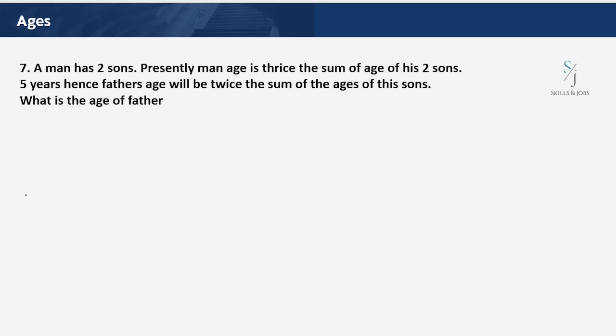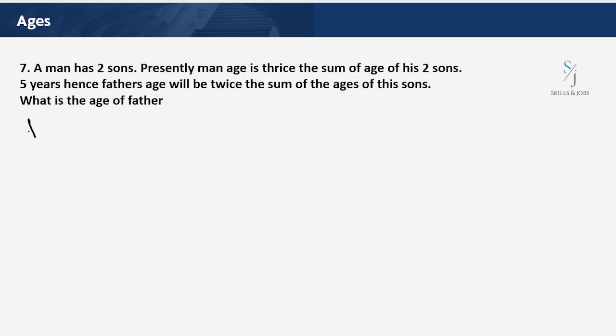Coming to the next problem. A man has two sons. Presently, the man's age is three times the sum of the ages of his sons. 5 years hence, the father's age will be twice the sum of the ages of his sons. What is the age of the father? So what is asked here? What is the age of the father?